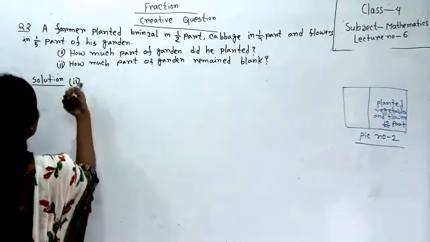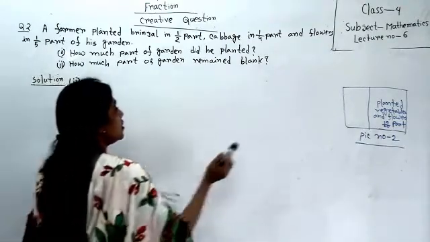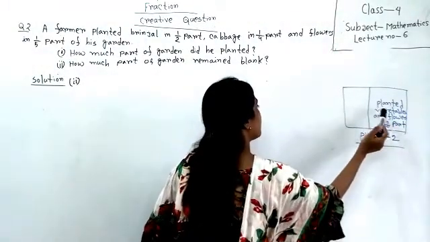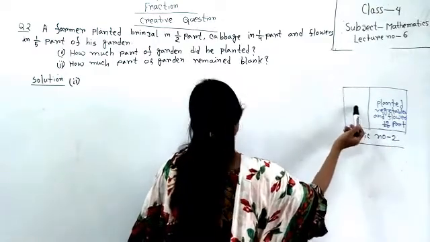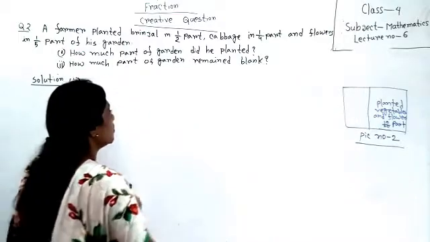Question number 2 is here. How much part of the garden remained blank? This is the full garden. In the garden, planted vegetables and flowers is 19 divided by 20 part. How much part of the garden remained blank?